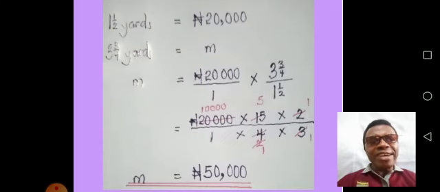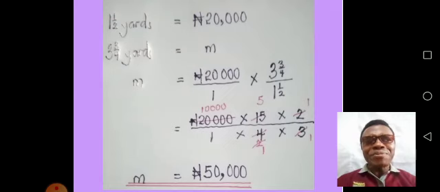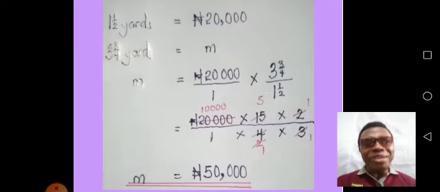Again, this is a direct proportion. Increase in the yards of clothes you buy will cause increase in money. So if you want more yards of clothes, then you need more money.